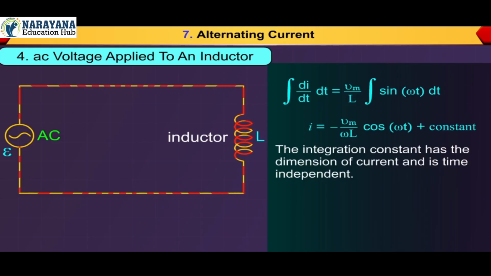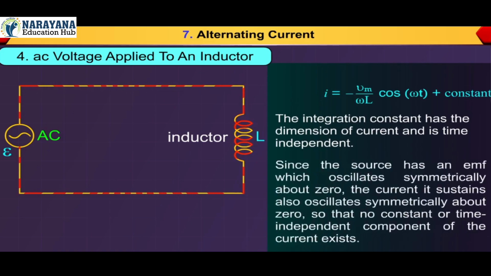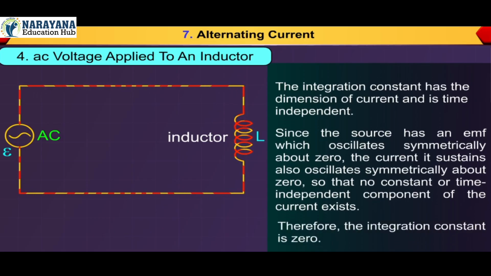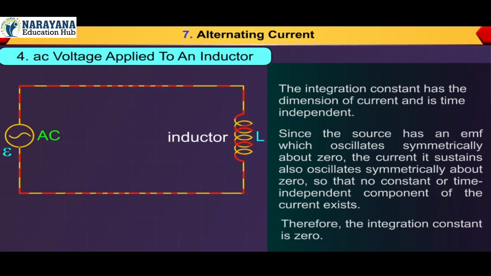The integration constant has the dimension of current and is time independent. Since the source has an electromotive force which oscillates symmetrically about 0, the current it sustains also oscillates symmetrically about 0, so that no constant or time independent component of the current exists. Therefore, the integration constant is 0.